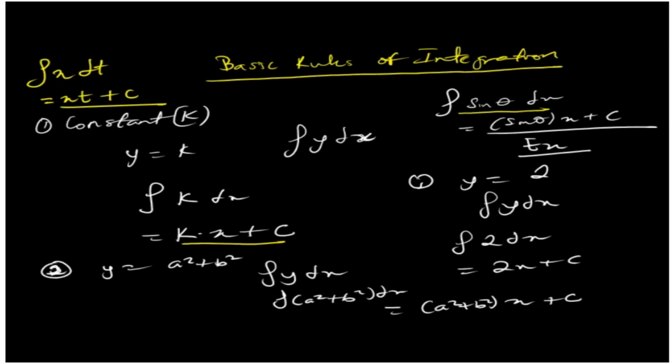So if you have the integral of 3 dx, it should be 3x plus c. If you have the integral of 5 dx, it should be 5x plus c. If you have the integral of 5 d theta, it should be 5 theta plus c. That is how to integrate a constant.